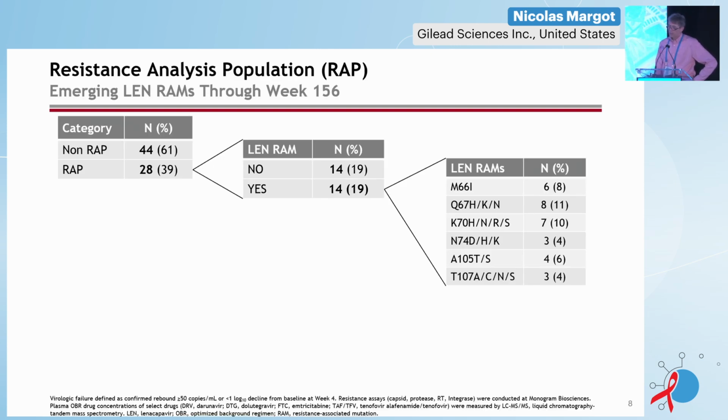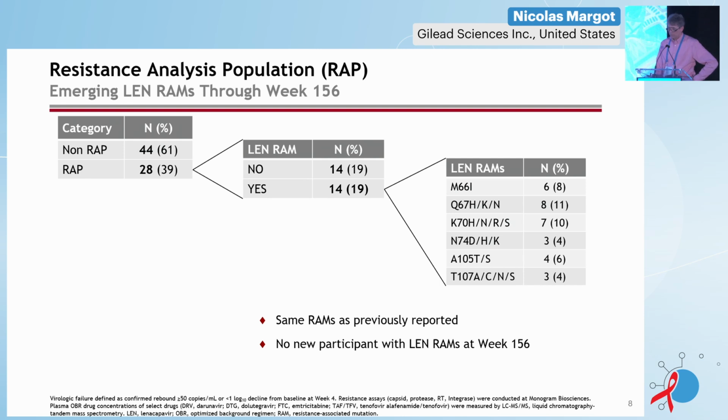So talking about the resistance analysis, out of the 72 participants in the study, we had 28 who were included in the resistance analysis population. These were further divided into 2 groups of 14, one group with no Len RAMs and the other group with Len RAMs. And for those Len RAMs, as I mentioned earlier, they were the same as previously reported.